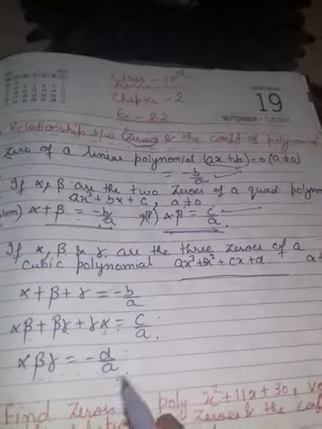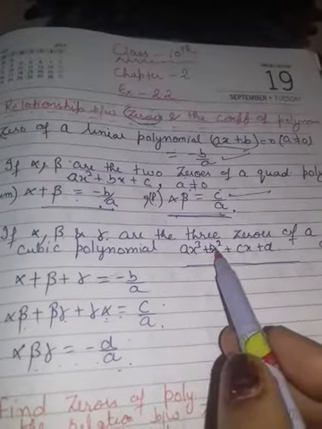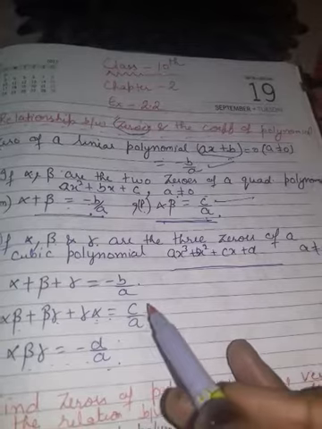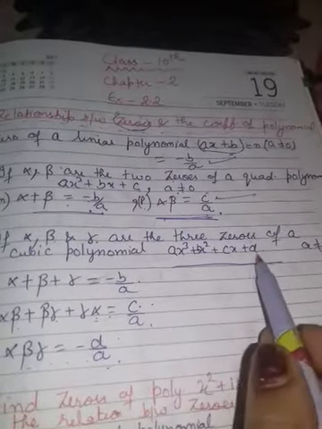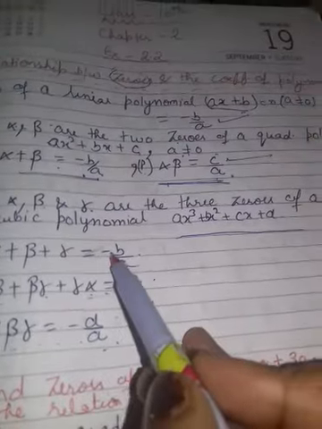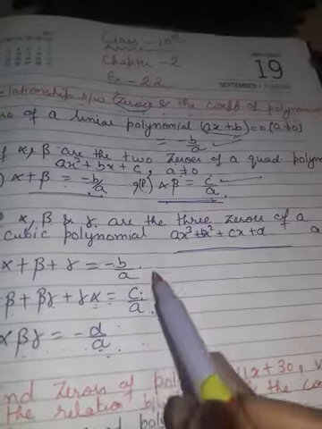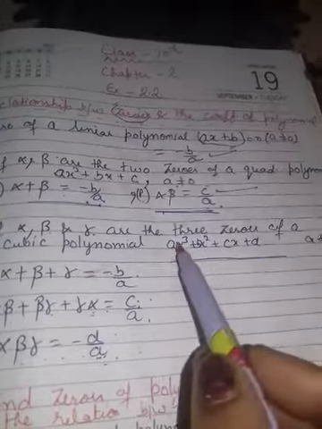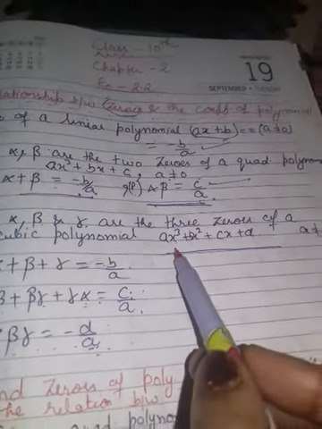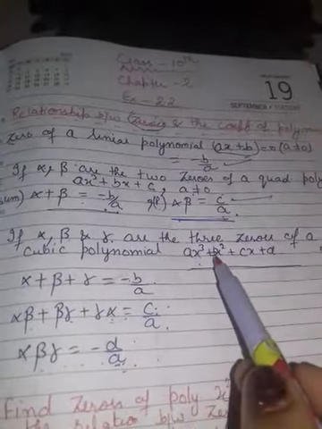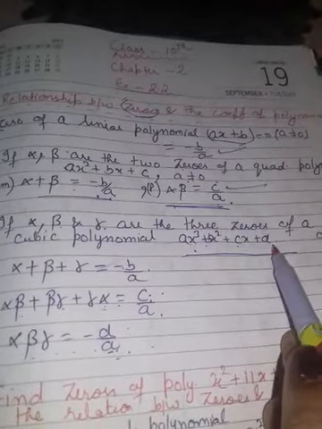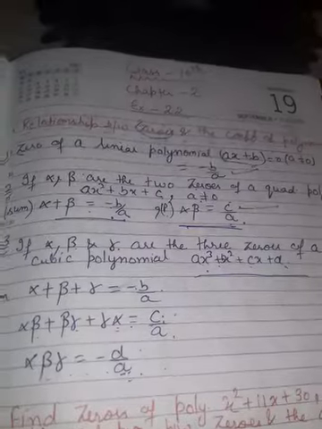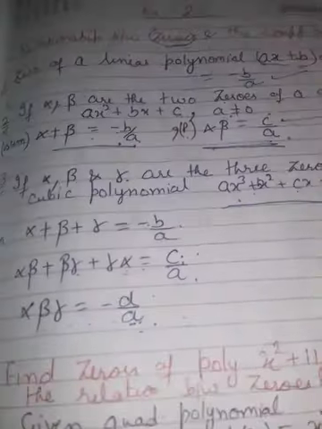Means constant value. You can easily observe what b is. B is the coefficient of x square, and c is the coefficient of x. D is the constant value. Remember this is negative, this is positive, this is negative. But in the denominator every term has a, the coefficient of x cube. So it is easy to remember: minus plus minus, then keep the first term in the denominator. Clear? Now we will discuss some sums on these formulas.